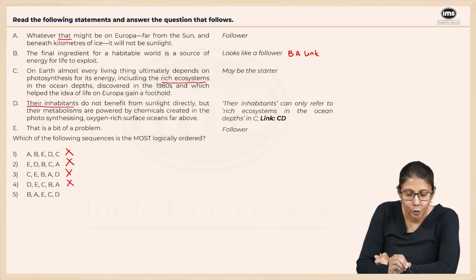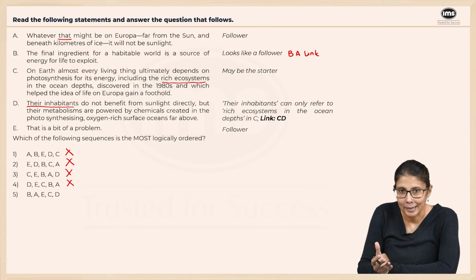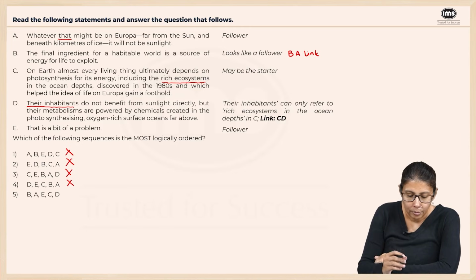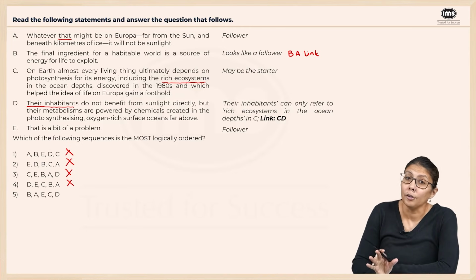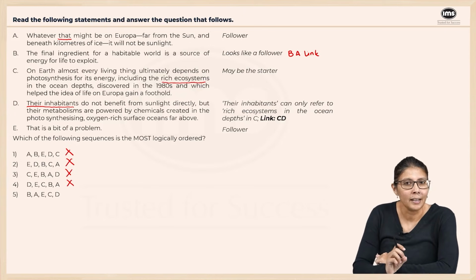After C, I put D. Their inhabitants do not benefit from sunlight directly. So now I'm explaining what the problem is, that on Earth, there are certain creatures that do not benefit from sunlight directly. So as of now, this sequence seems to make a bit of sense, even though this is not the sequence that I would have picked at the beginning. As I said, slightly deceptive question.